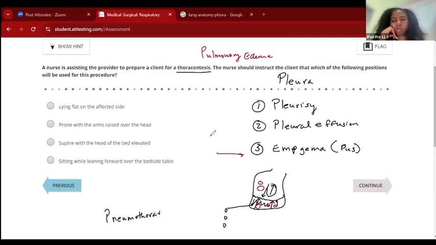So we go back to the question. A nurse is assisting the provider to prepare the client for a thoracentesis. The nurse should instruct the client that which of the following positions will be used for this procedure. And the idea is that you want to just make sure that, I don't want to give it to you, but that the area is free, like that it's clear. So which of these positions do you think would be the best one?